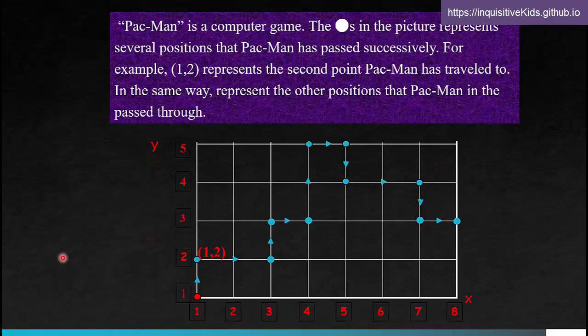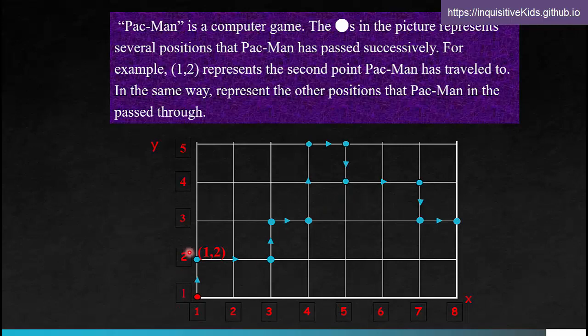So PacMan is probably a computer game that you have all played before or have at least known about. Basically, the main character PacMan is controlled by the user, and it moves around trying to eat these energy spots while being chased by 4 other monsters. And I believe they have specific names. Anyway, if the PacMan touches any of the monsters, generally it dies, okay? So the spots in this picture represent the several positions that the PacMan has passed successfully. So these spots, not the triangles, are the places that the PacMan has been.